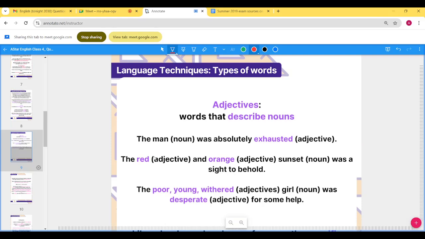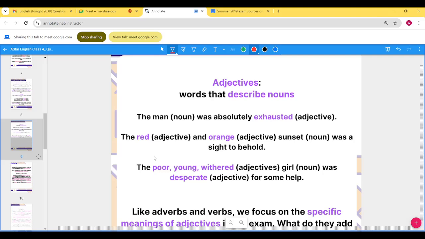And then here we've also got a little example with adjectives. Just one thing to say with adjectives: adjectives are generally words that describe a noun. You can have a lot of adjectives listed together, like the poor, young, withered girl. So you've got three adjectives back to back, and they're generally going to be describing a noun.